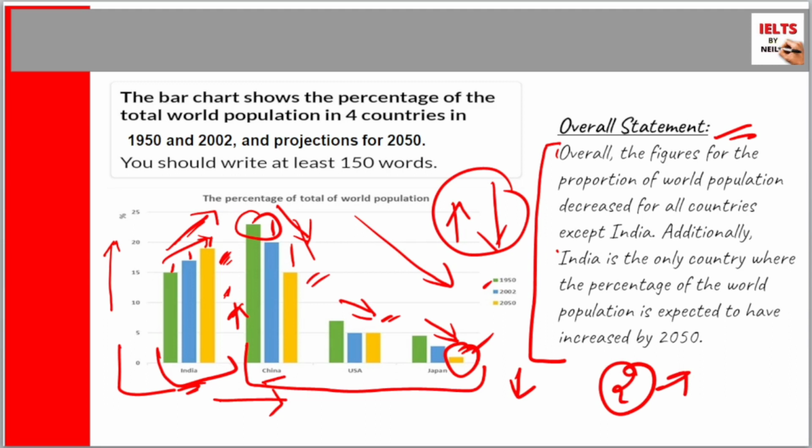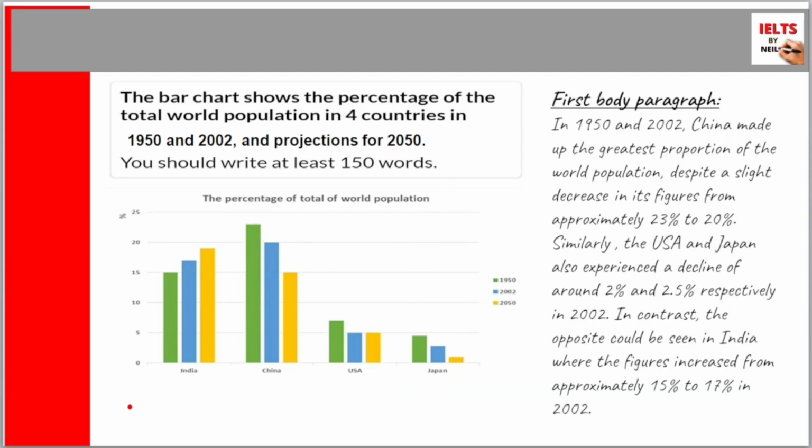I hope this overall statement is clear to you. All right, if you have any questions, you can drop them in the comments. I'll be able to answer from there. Let's move on to the next part of this bar graph. Here come the body paragraphs. Before you even start writing the body paragraphs, we have to do a bit of planning. So here is the bar graph given, and we have to write all the data in the body paragraphs.